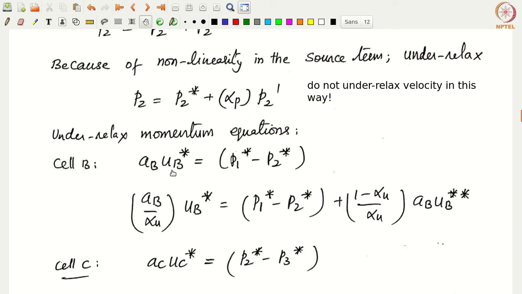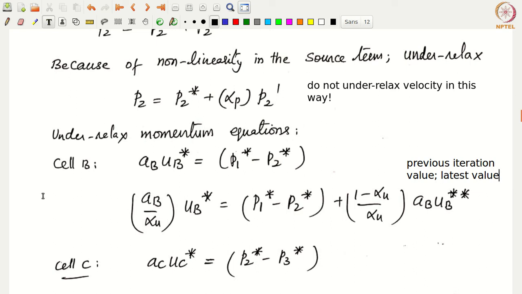So if you under-relax this equation, basically this is your AP value, right? This is like AP VP. That means you get AB by alpha U times UB star equals P1 star minus P2 star plus, for this contribution, 1 minus alpha U by alpha U times AB UB. I have used star star here basically to indicate that this is the previous iteration value, or the latest value that we have, that we can use here. Essentially this makes sure that it is different from what we have here.